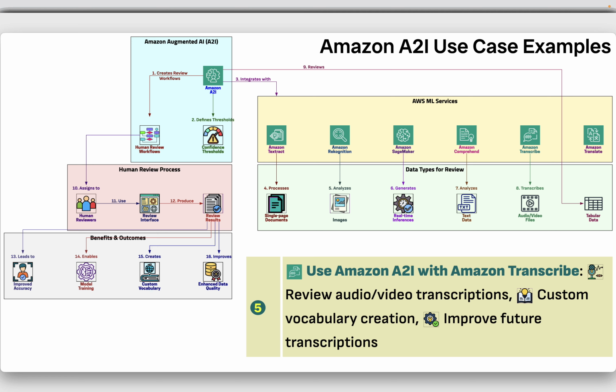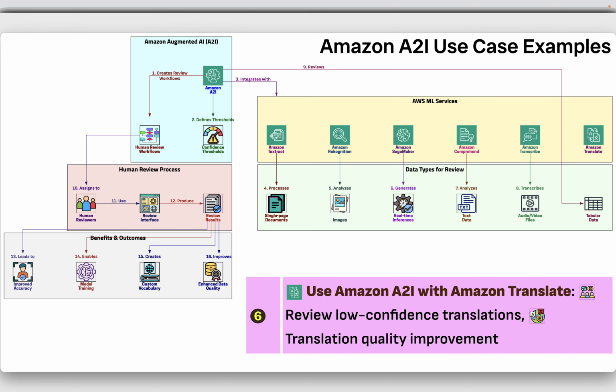So you can have humans review Amazon Transcribe transcriptions of video or audio files. Use the results of transcription human review loops to create a custom vocabulary and improve future transcriptions of similar video or audio content. Sixth, you can use Amazon A2I with Amazon Translate.